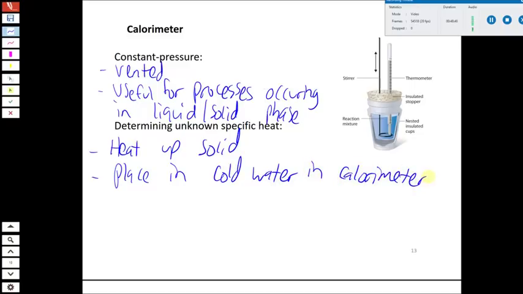Now this is specifically for substances that don't dissolve in water. So let's say we want to determine the specific heat capacity of a piece of copper or a piece of gold or something that doesn't dissolve in water, which is what we're talking about here. This is how we do it. We take the solid, we heat it up to a higher temperature, and we drop it in the calorimeter. And what we should recognize is that the object is going to transfer its heat to the water. So what we measure then is the initial and final temperatures.